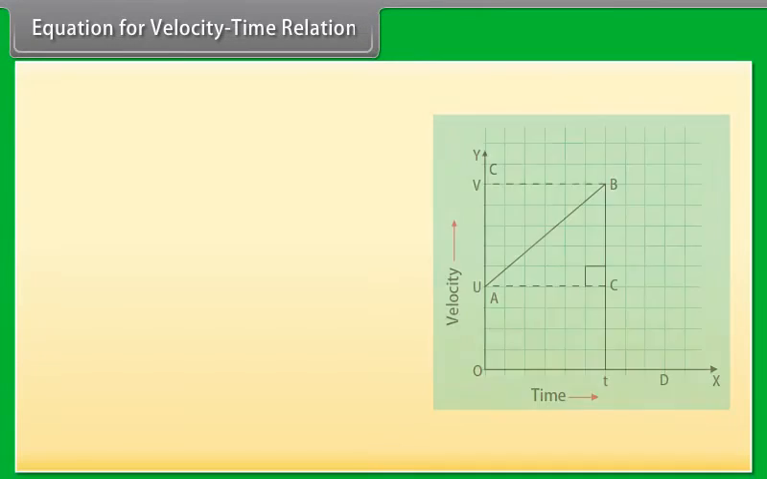Equation for velocity-time relation. Consider an object moving with a uniform velocity u in a straight line.